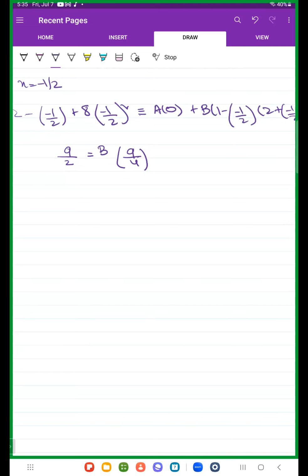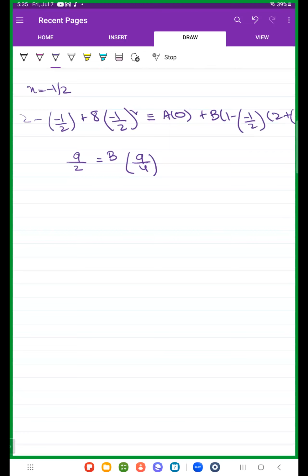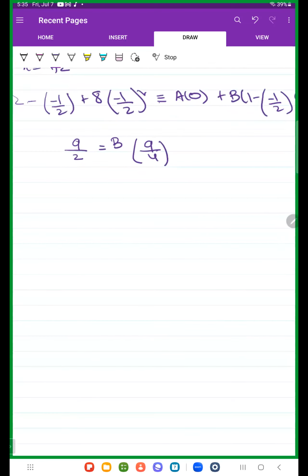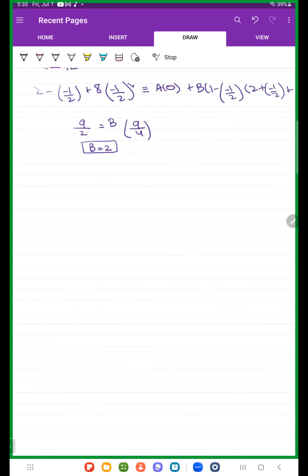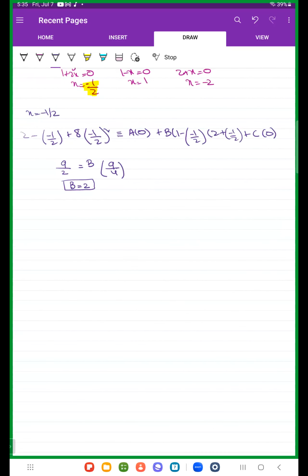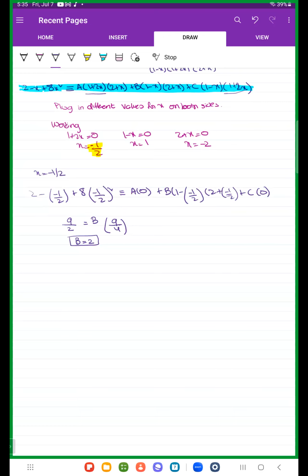Minus 3 over 2 for the left. No, hold on, I'm so sorry. 9 over 2. Yes. Okay, so if you solve this further, you will be left with b is equal to 2. Yes? So now we know the value for b. So I'll plug the value for b in when I'm solving for a and c now.